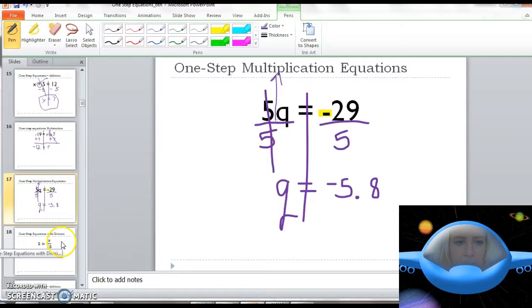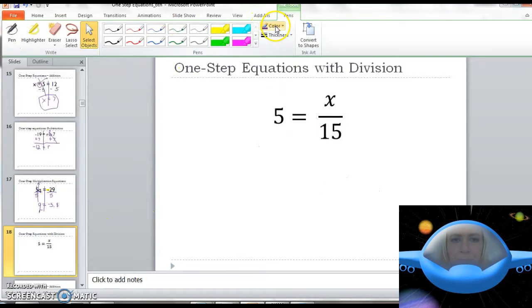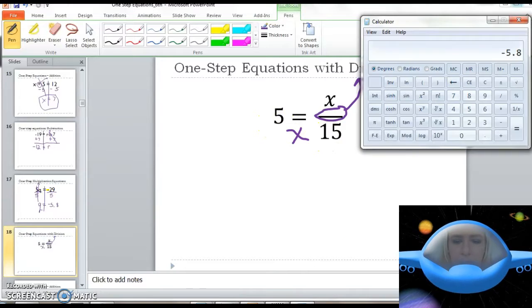And then on our last slide here, this is a division equation because x is being divided by 15. The inverse of division is multiplication. So I'm going to be multiplying 5 times 15, which is equal to 75.